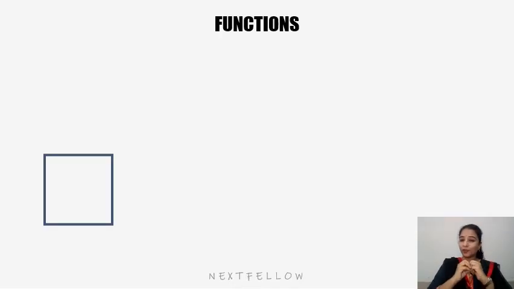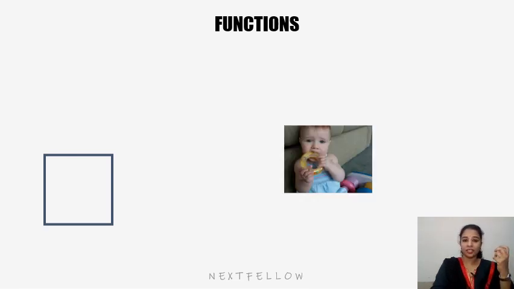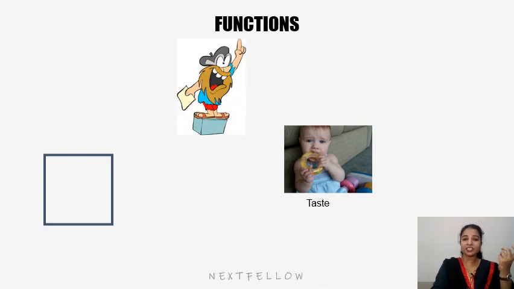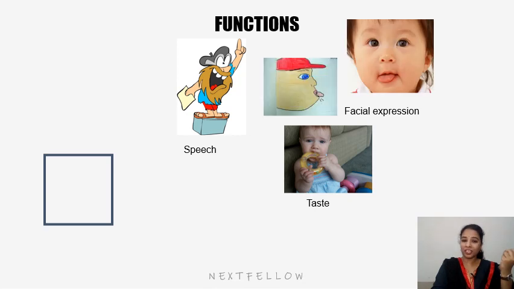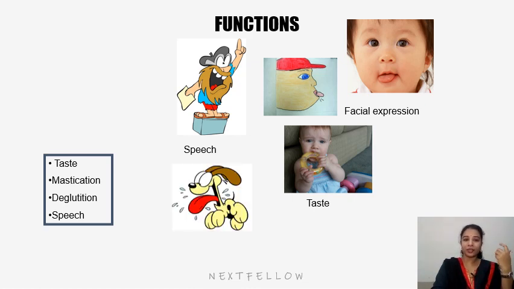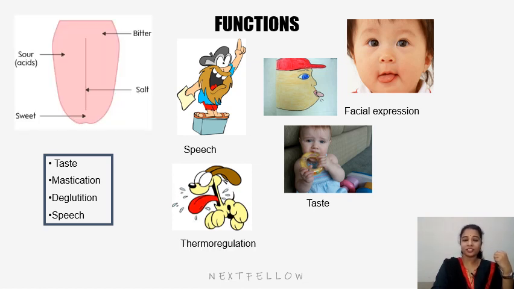So let's see a few functions of the tongue. We know the tongue is a conical muscular organ which is located in the oral cavity and partly in the oropharynx. It helps in taste sensation, it helps in speech. The tongue also helps in making several facial expressions, and it helps in mastication, that is chewing, and deglutition, that is swallowing. And in lower animals it helps in thermoregulation.